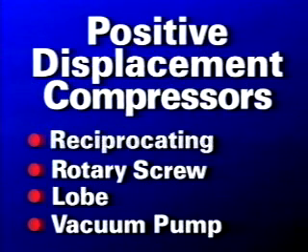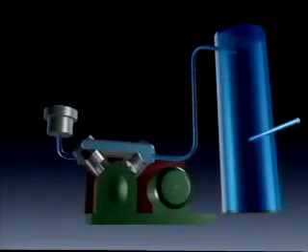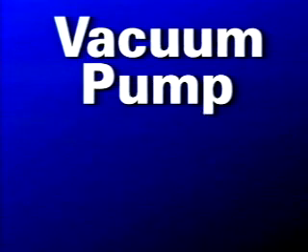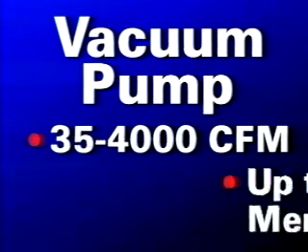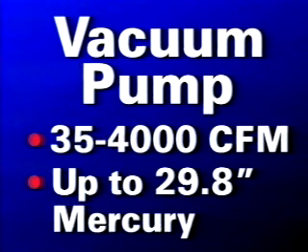One other type of positive displacement compressor is the vacuum pump. It can be reciprocating or rotary in design. Vacuum pumps create a vacuum at the intake, pulling air out of a receiver tank or piping system and then compressing it up to atmospheric pressure. Vacuum pump capacities range from 35 cubic feet per minute up to 4,000. They can generate vacuums up to 29.8 inches of mercury.